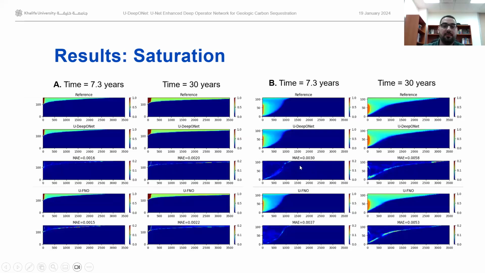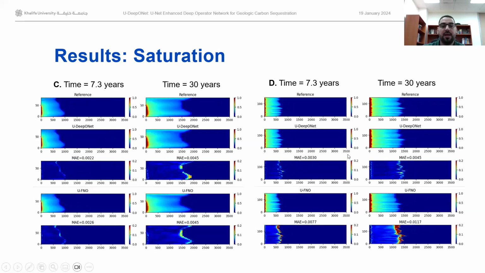Now, let's look at some results for the saturation. Here we have two cases. We plot them at two time snapshots, at 7.3 years and 30 years. We can see here the reference solution in the first panel. Then in the panel below it, we have the U-DeepONet, and here is the mean absolute error. Below that, we have the UFNO solution and the mean absolute error. This is the second case, and we have two more cases here.